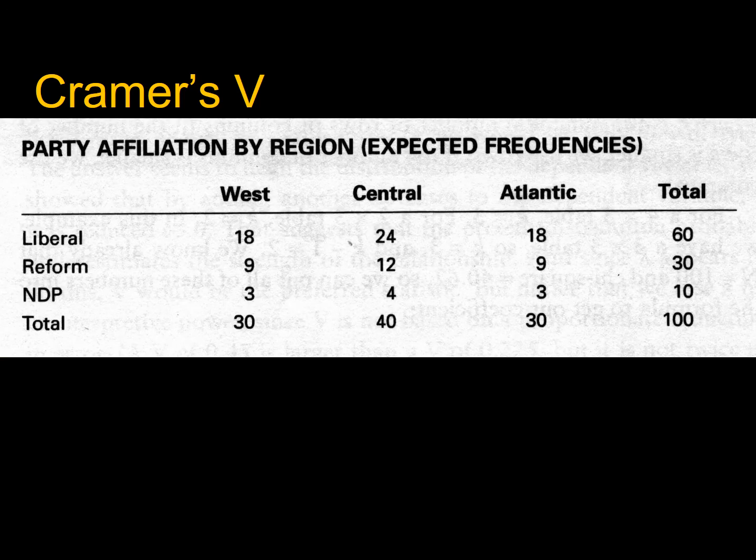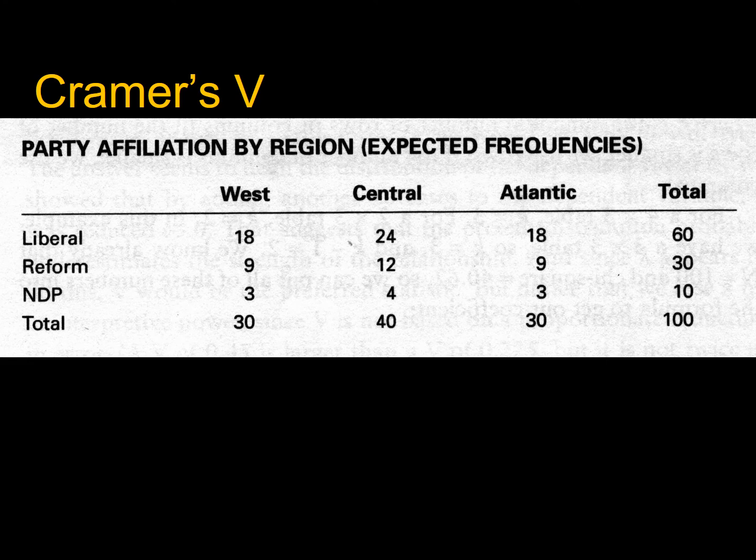So here we have the table that we used earlier. We can see that we've got a dependent variable, Liberal, Reform, NDP, in 3 categories. And we've got an independent variable with 3 categories: West, Central, and Atlantic. And so we have a 3 by 3 table here.